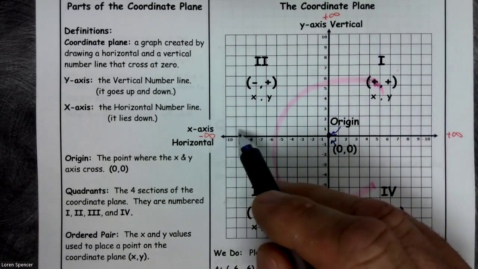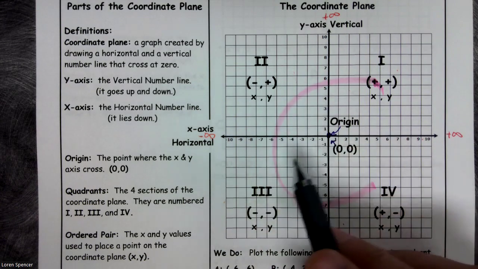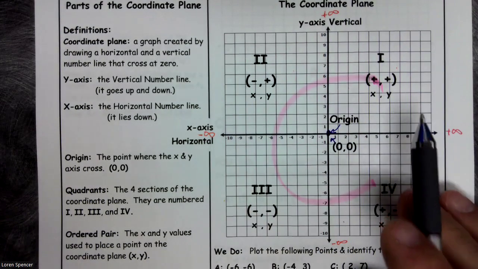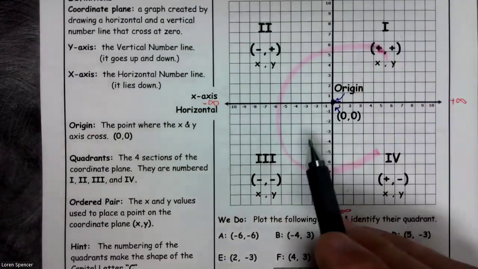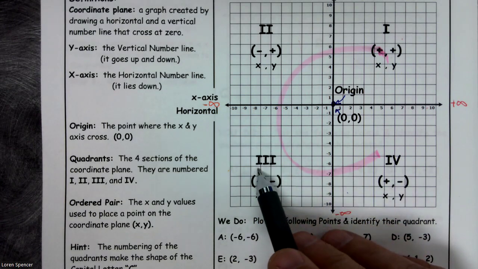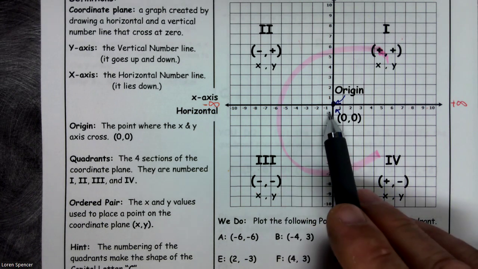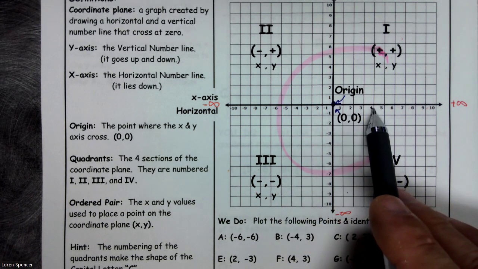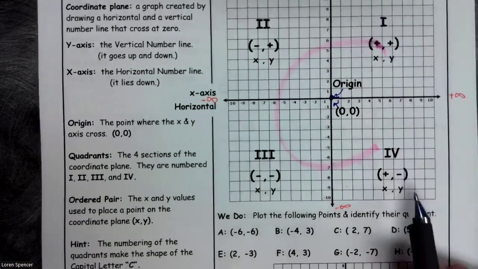Quadrant two is negative in the X direction, but we went up, so it's positive in the Y direction. So all the points in this quadrant will have that negative, positive. Quadrant three, we went negative in the X direction and we went down, so negative in the Y direction. So both X and Y are negative. And quadrant four, we went positive in the X direction and down, so that's negative in the Y direction.